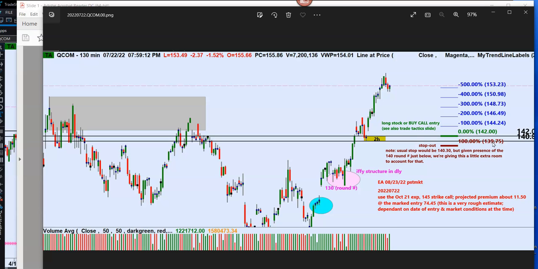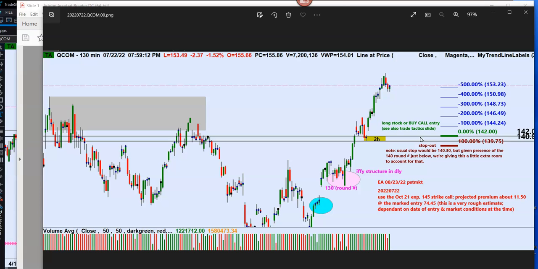But because of the presence of the round number of 140, we decided to be a little more generous with the stop and give it a little more room, because market makers and traders like to go stop hunting at round numbers. The fact that this zone was sitting right on top of the round number, we figured we would give it a little more room. That's the reason for the stop at 139.75. So this is the trade that we had planned out.